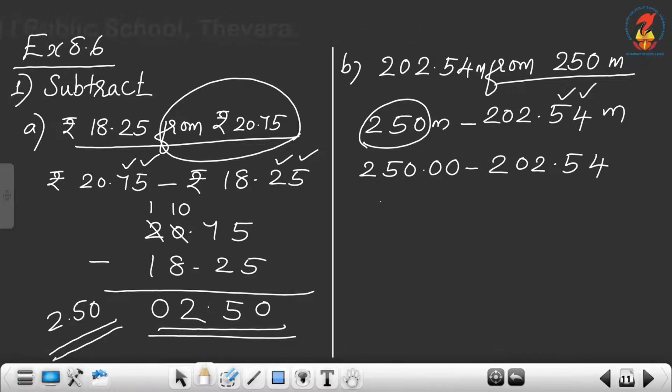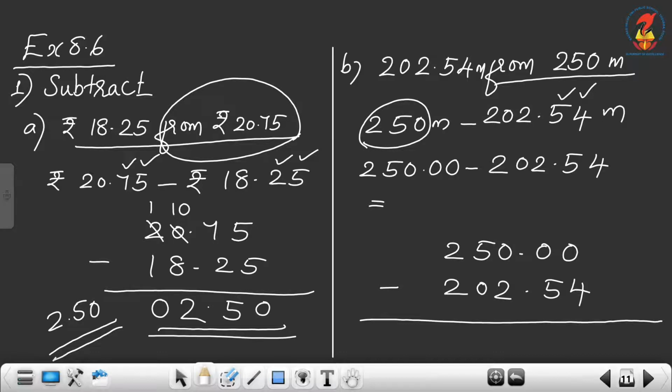Now we write the first decimal number, 250.00 minus 202.54. 0 minus 4 is not possible, so we have to borrow from 5. So 5 will become 4 and this one will become 10. From 10 we have to borrow 1, so this 10 will become 9, and here it is 10. Then again from 10 we borrow 1, so 10 will become 9 and here it will become 10.